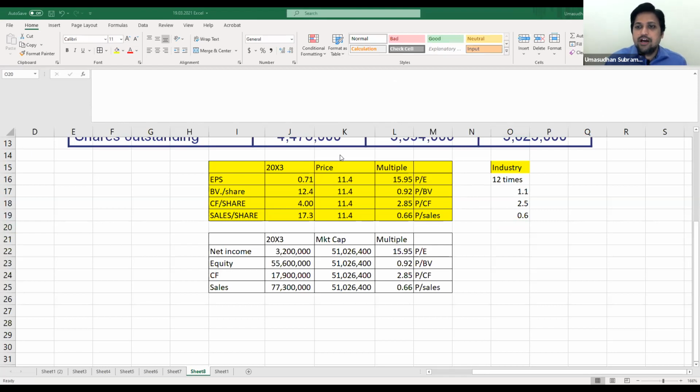So the industry average is that companies trade at 12 times the EPS, but this company is trading 16 times above. You're paying 16 times the EPS. So which means it is overvalued.